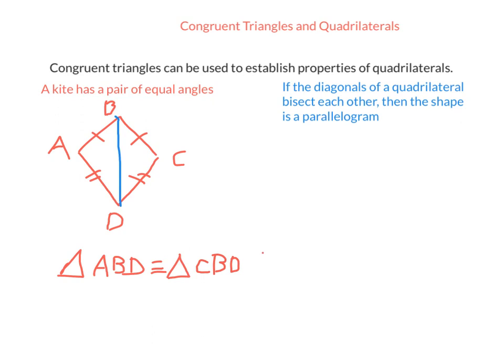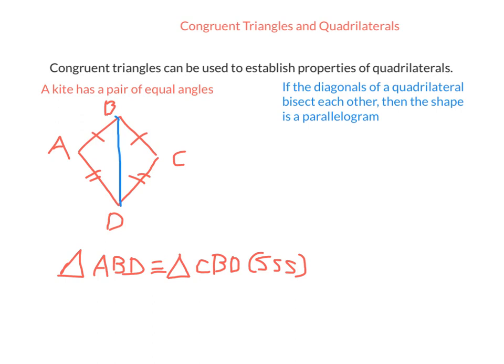Now I'm going to write the test. The test I use is SSS. So I've just said this triangle and this triangle are congruent by the SSS test. They have two pairs of equal sides, and this third side is common, so it's also equal.